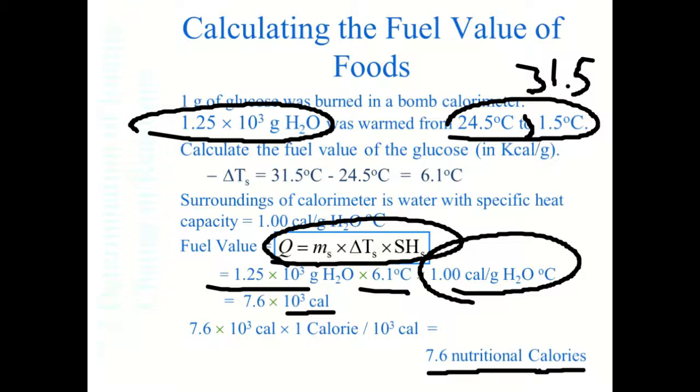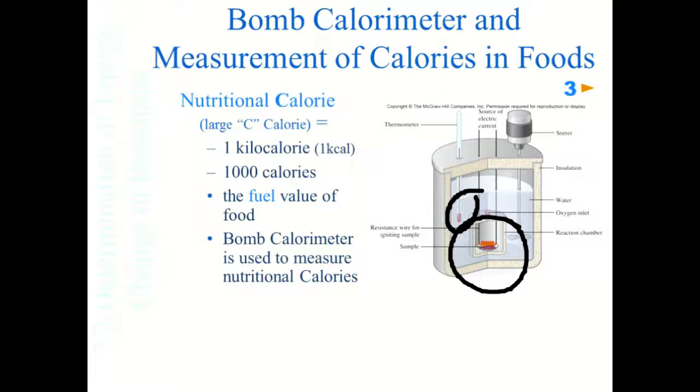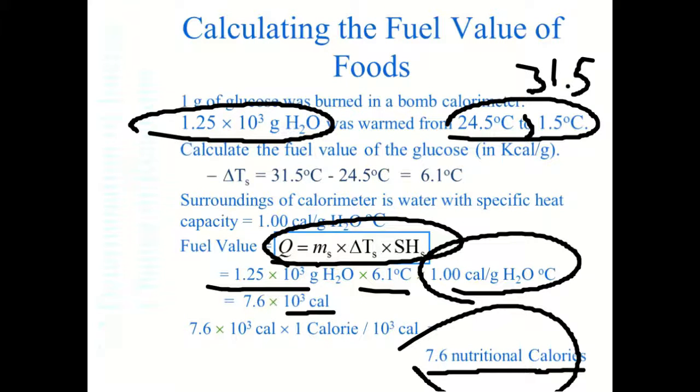So when you go back to your question, this question is not complete. All we have right now is nutritional calories. But if you go back to the problem, it asks you to calculate the fuel value. Do you see that? So what you have to do is take the 7.6 nutritional calories and divide it by what? The 1 gram. Did you follow that, everyone? And so in this example, because it's 1 gram of glucose, the answer is not going to change very much, is it? It's still going to be 7.6 nutritional calories per gram. Did that make sense?